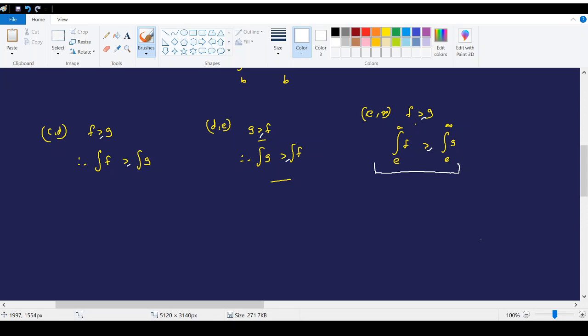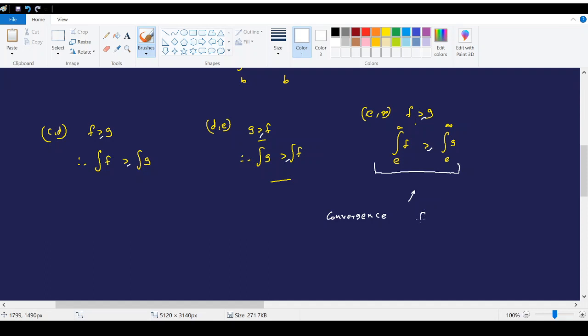Now, we also learned a definition called convergence. So what do we mean by convergence for an improper integral? Let's take type 1. What we mean by a convergent integral is that you will get a finite answer for the given integral.